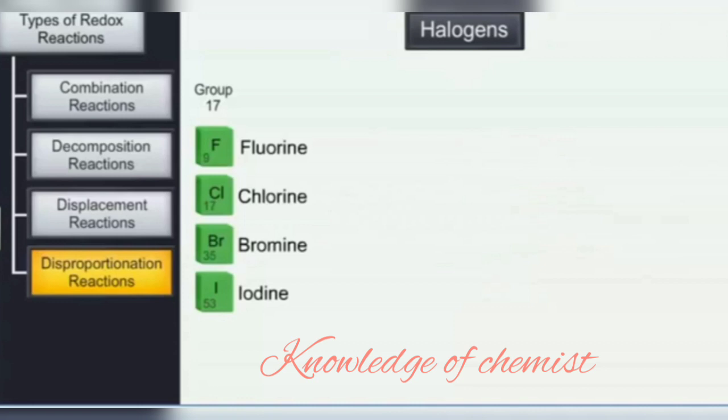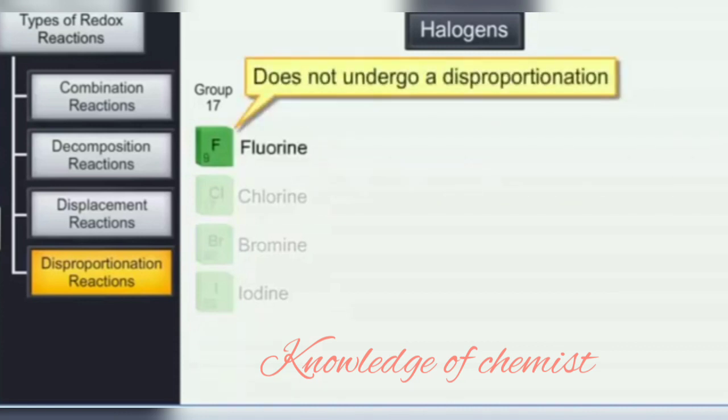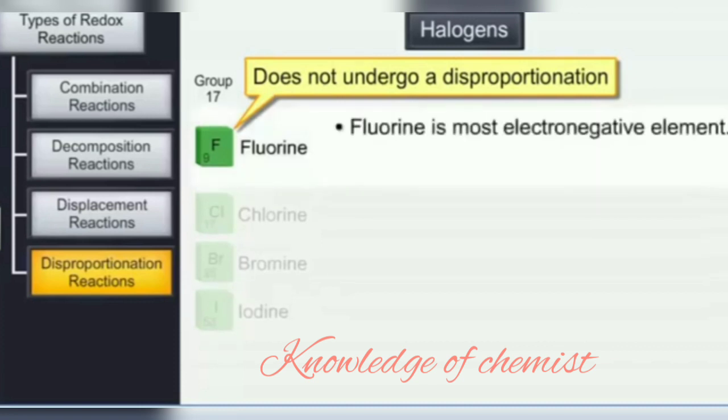Note that like chlorine, bromine and iodine also undergo disproportionation reaction. However, fluorine with alkali does not show a tendency to undergo disproportionation reaction. This is because fluorine is the most electronegative element, hence it cannot exhibit any positive oxidation state.